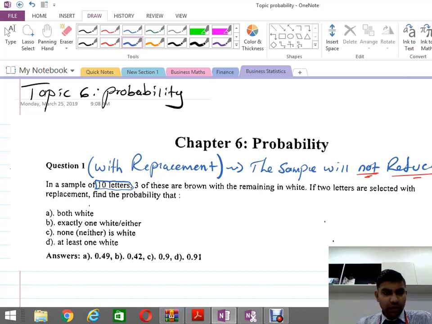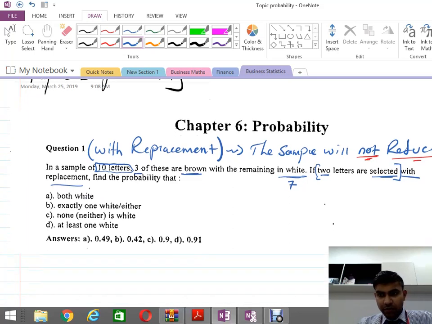So what are the things here? Look at this, 3 of these are brown, and the remaining are white. So the remaining is 7. If 2 letters are selected, this is very important, 2 letters selected with replacement. Look at that, with replacement, find the probability both are white.